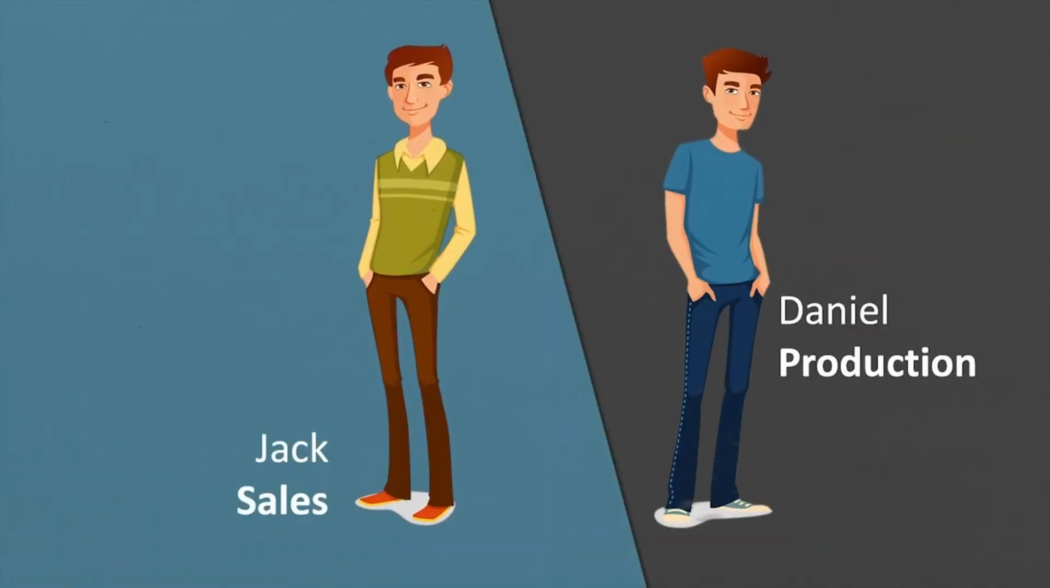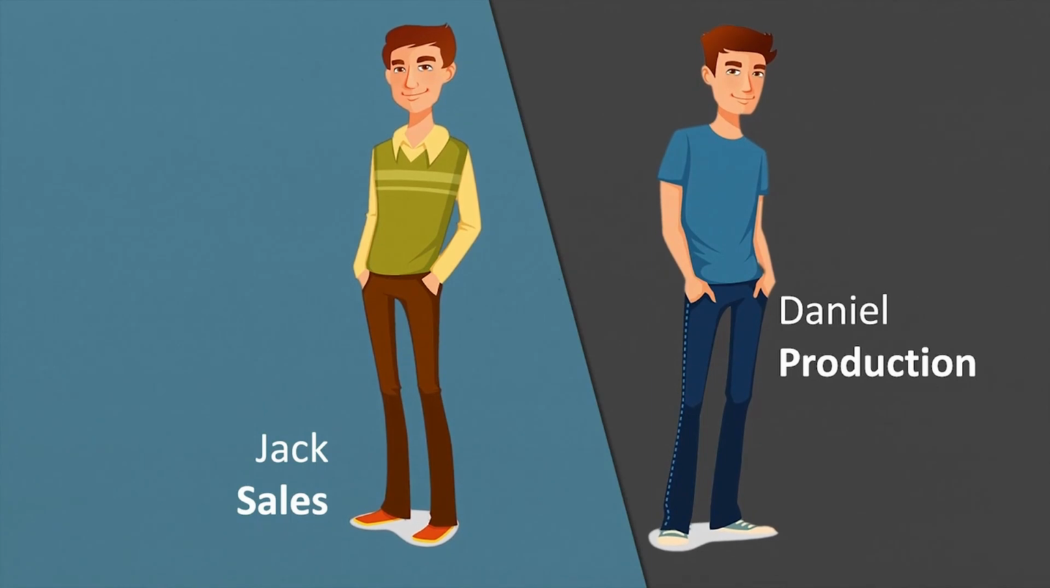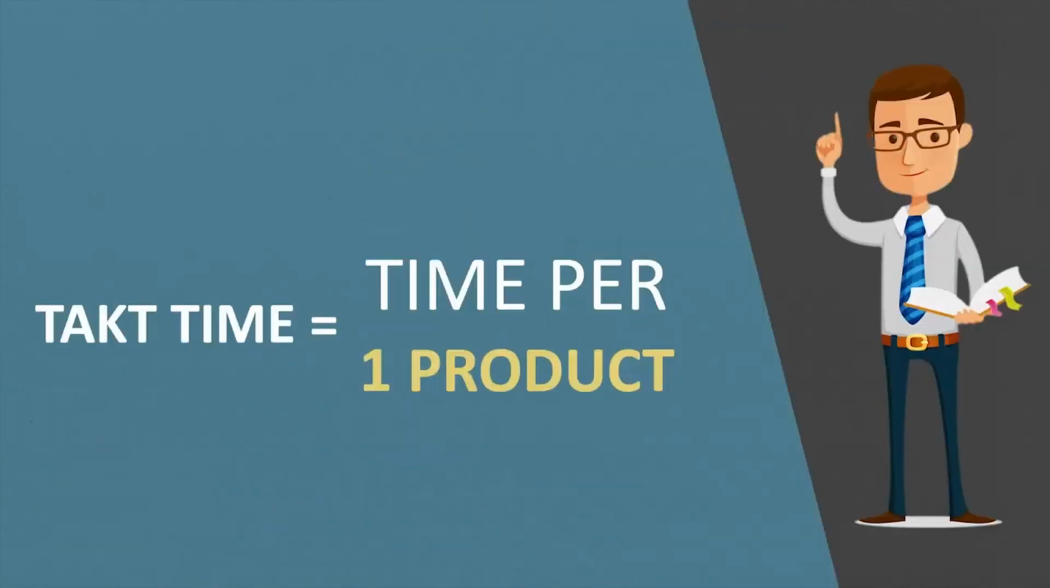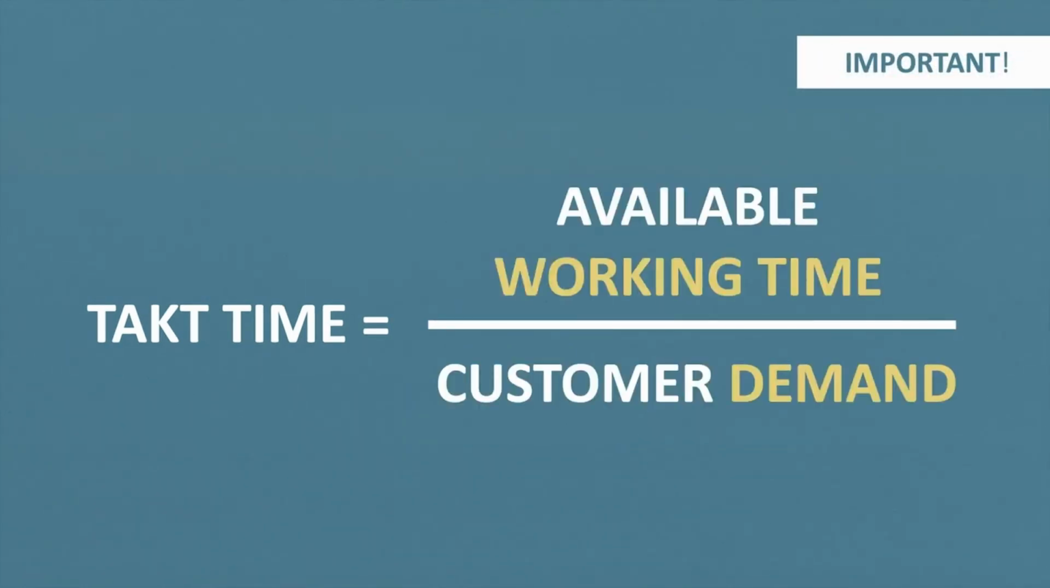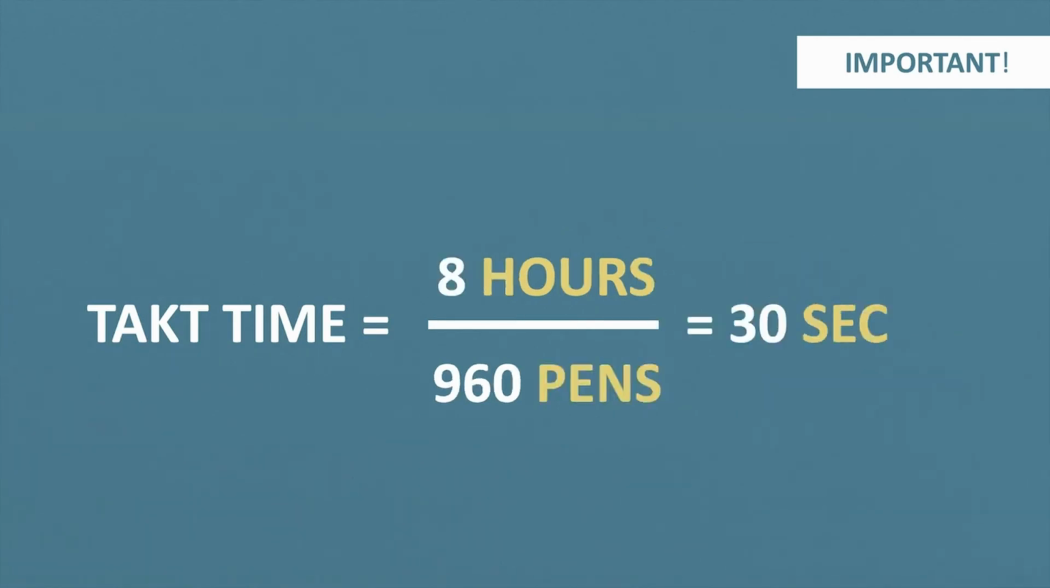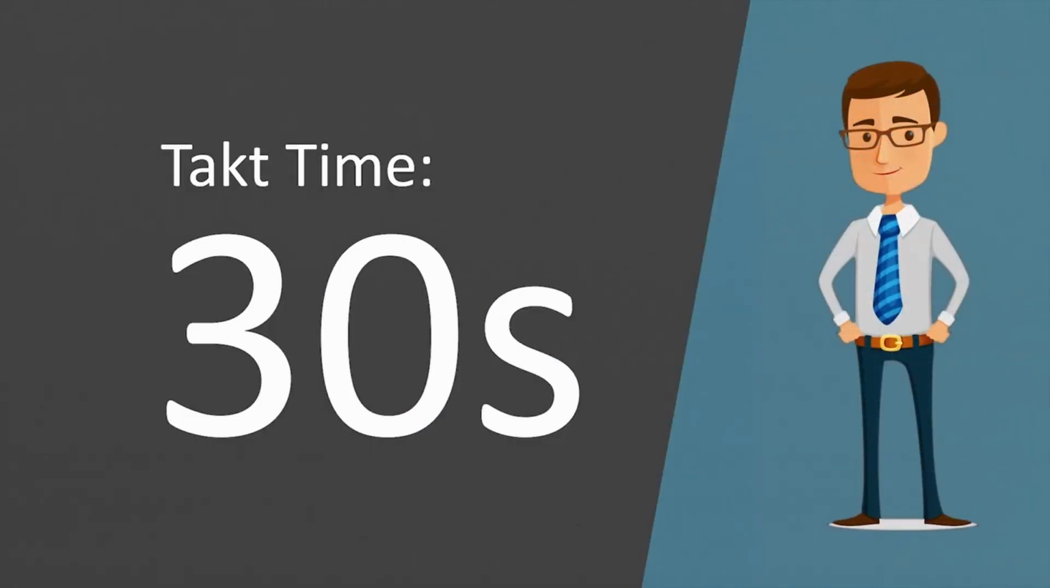With the help of Jack and Daniel, we are finally able to calculate the takt time. The takt time is the period of time in which we have to produce one pen in order to fulfill the customer request within the available working time. The calculation of the takt time is as follows. The takt time equals the available working time divided by the customer demand. In this case, the takt time is 8 hours of working time divided by 960 pens as requested by the customer. In other words, the takt time is 30 seconds per pen.